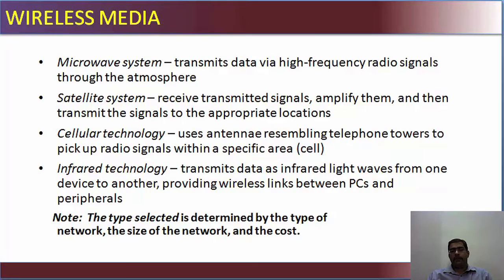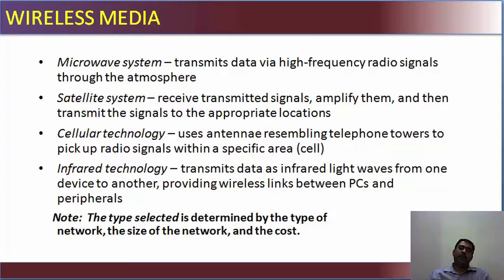There are wireless media also, like your microwave system. It transmits data via high frequency radio signals through the atmosphere, through the air. Then there is satellite system, which receives transmitted signals, amplifies them, then retransmits the signal to the appropriate location. Cellular technology, just the ones we use in the mobile phones. It uses an antenna resembling telephone towers to pick up radio signals within a specific area or a cell. That's why it's called a cell tower. Infrared technology, which transmits data as infrared light waves from one device to another, providing a wireless link between PCs and peripherals.